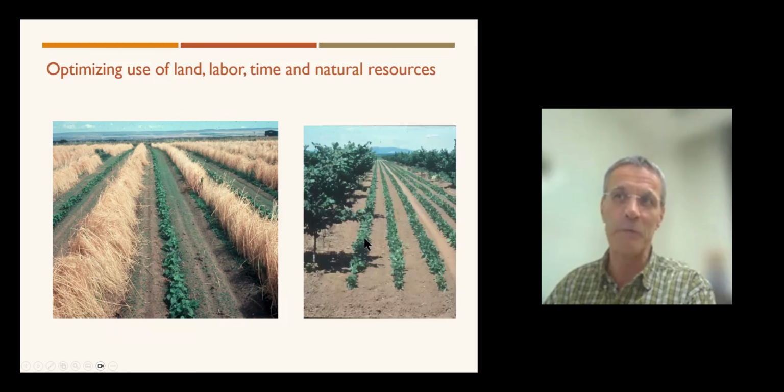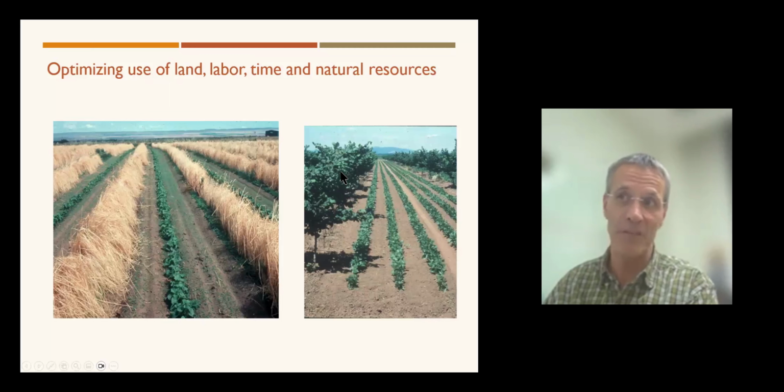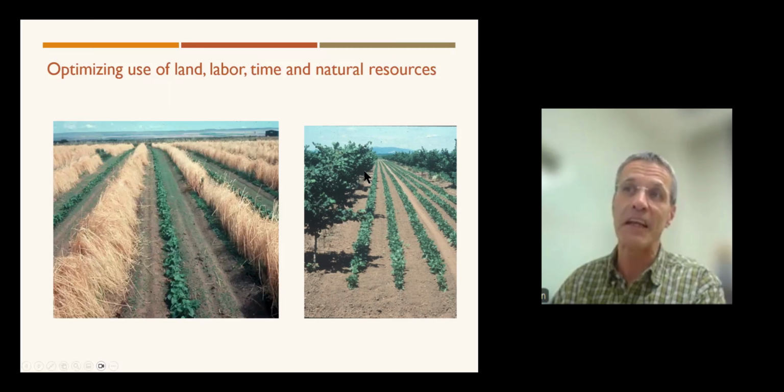More traditionally, this would be how hazelnuts are grown in Oregon, in pretty wide spacing because they get very large.